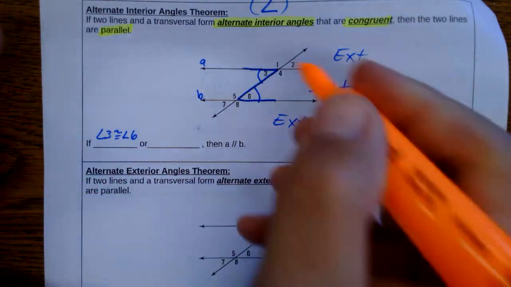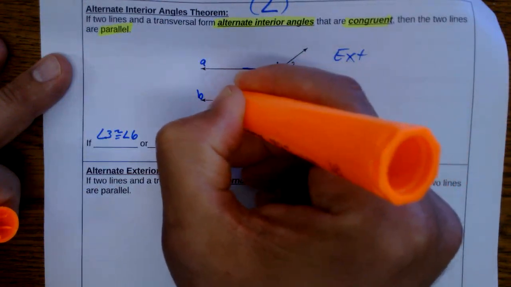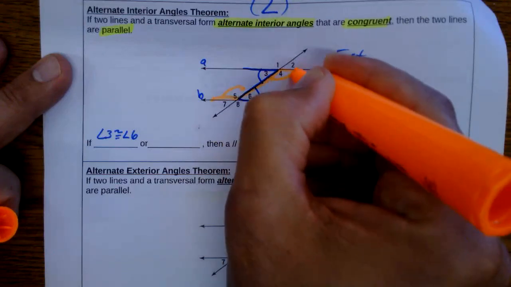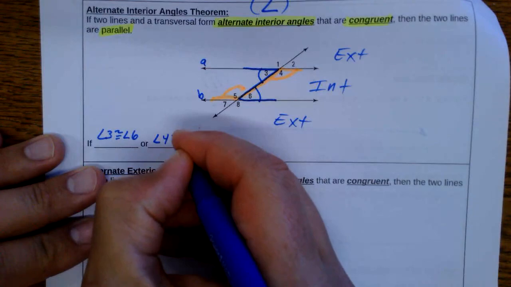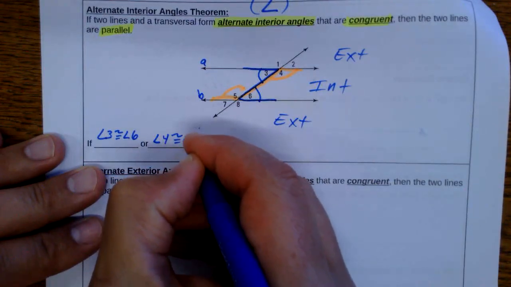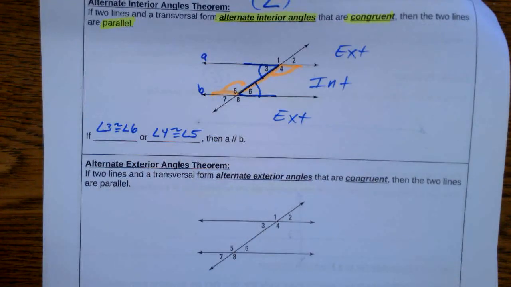The other angles make a backwards Z. That would be angle 5 and angle 4. So if angle 4 and angle 5 happen to be congruent, then we also have two lines that are parallel, A and B.